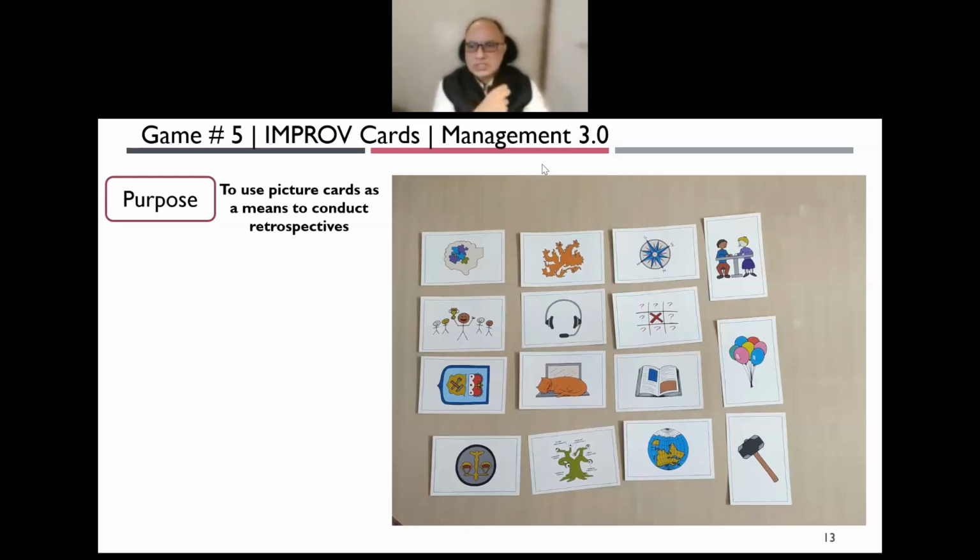People having a conversation, or basically normal pictures, is what we see as part of this tool. You can see tic-tac-toe, you can see a hammer. Those are the picture cards. Now the purpose of this is to pick up 4 to 5 cards randomly and try to figure out what story they are trying to give.